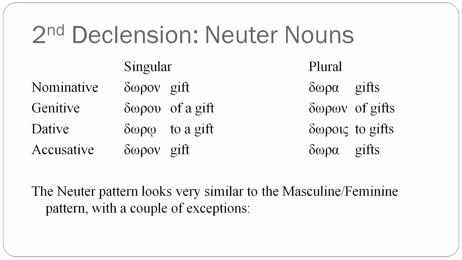So let's have a look at this then. Nominative singular, doron. Then the genitive singular, doru. Dative singular, doro. Again, there's that iota subscript, and you don't pronounce it. It's just doro. Accusative singular, doron.